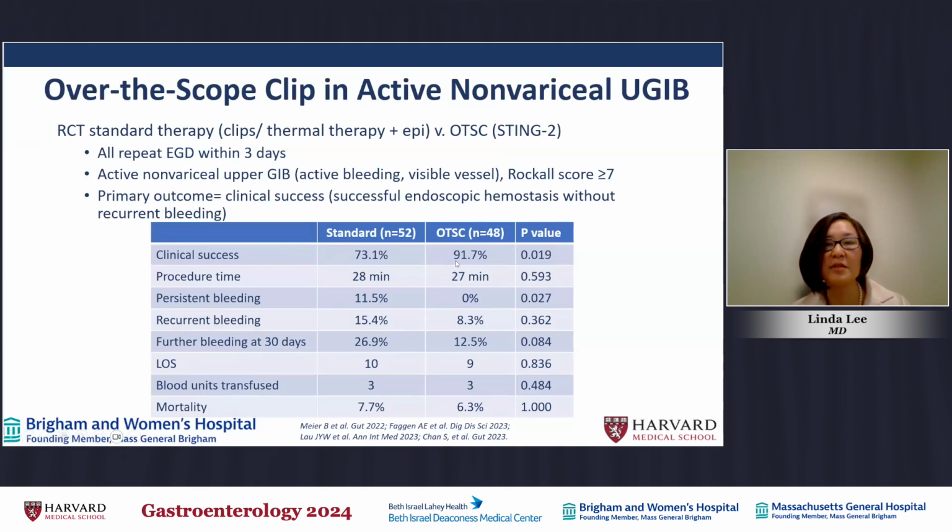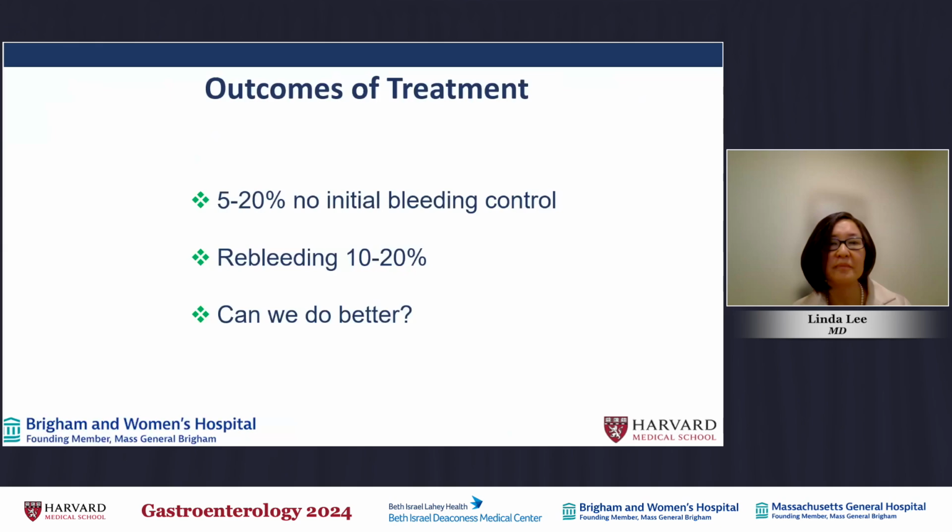And as you can see here, the primary outcome of clinical success, successful hemostasis without recurrent bleeding, was significantly better in the OTSC arm. However, for those of you who've used the over-the-scope clip, it's certainly sometimes not easy to use and may not be possible to use in certain locations.